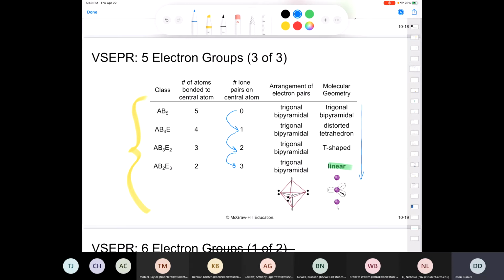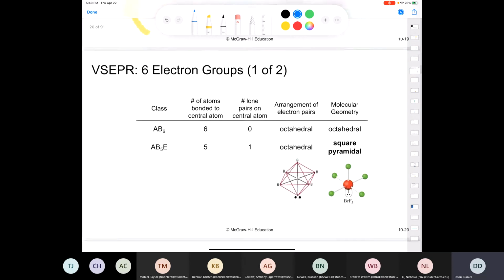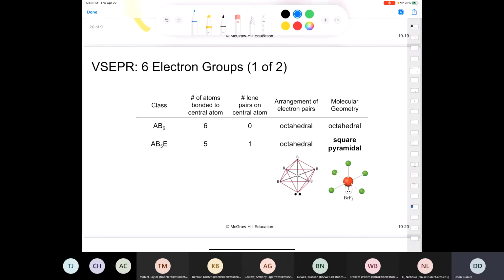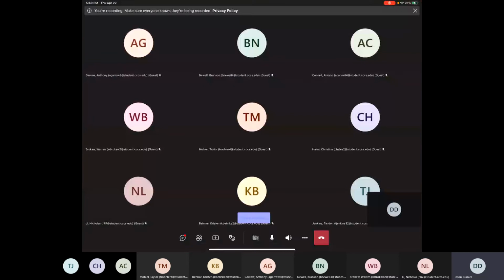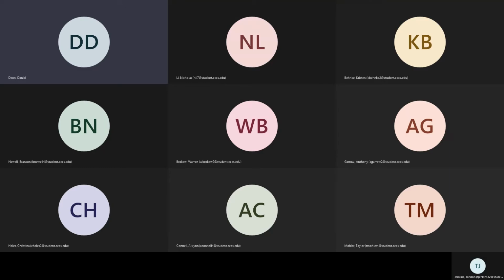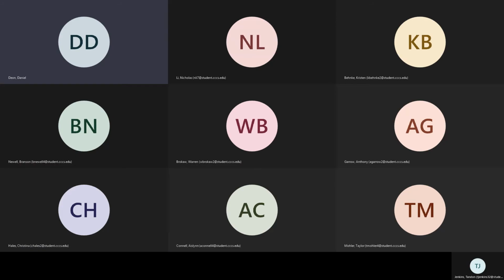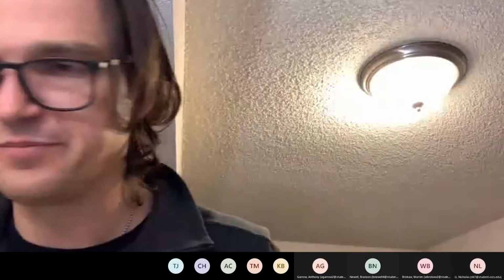Well, there's one more shape, isn't there? There's the octahedron. What happens if we remove a bond from the octahedral arrangement or molecular geometry, and we replace it with a lone pair? Well, again, I think the best way to show it is with a model. So let me get my model out here. There have to be a couple of lone pairs kicking around here on the desk.